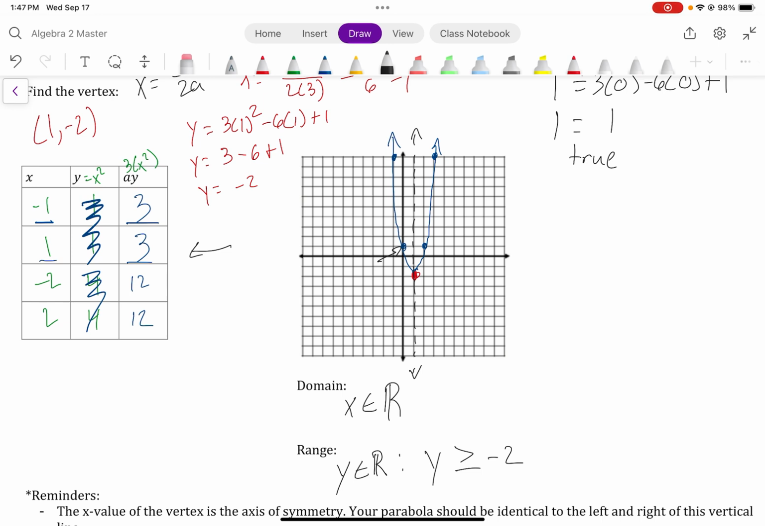That is my range. If you forget this part, I'm not going to be upset at all. If you forget this part, I am going to be upset. That is the thing that I need to specifically see for your range. It's a y less than or equal to, greater than or equal to a specific number.